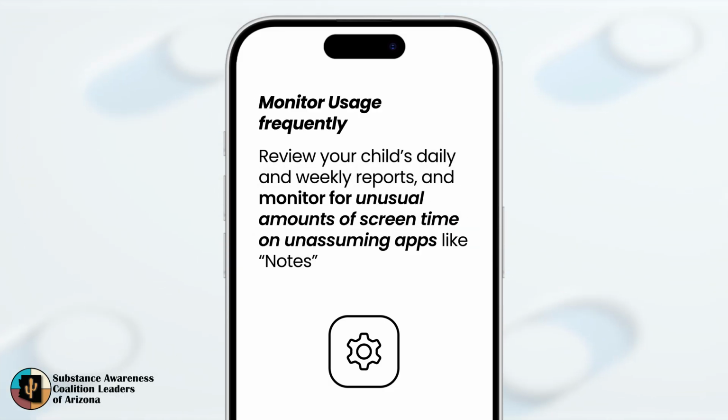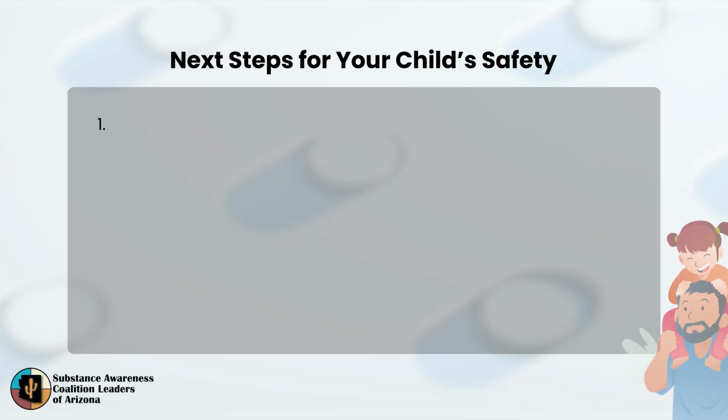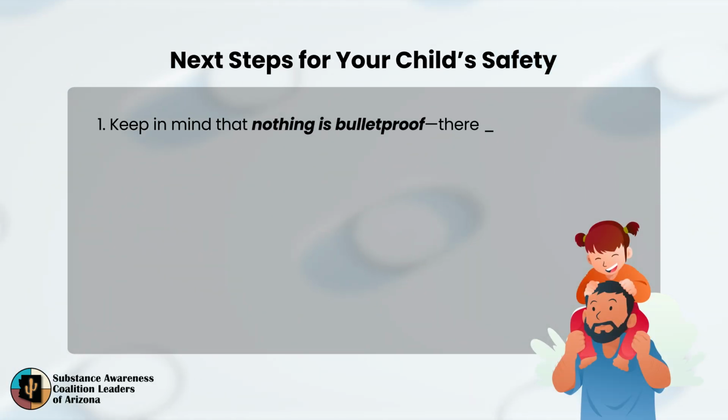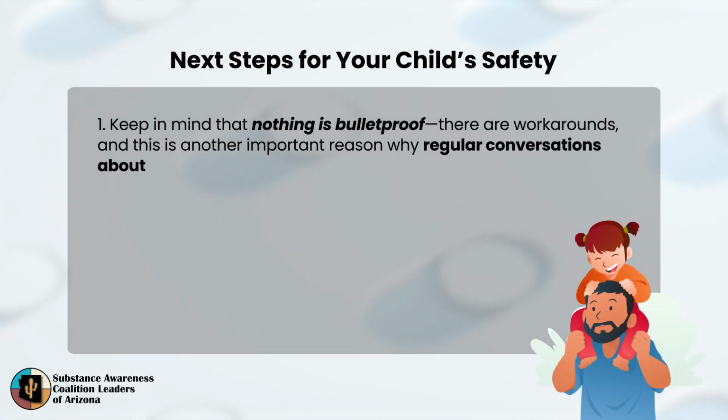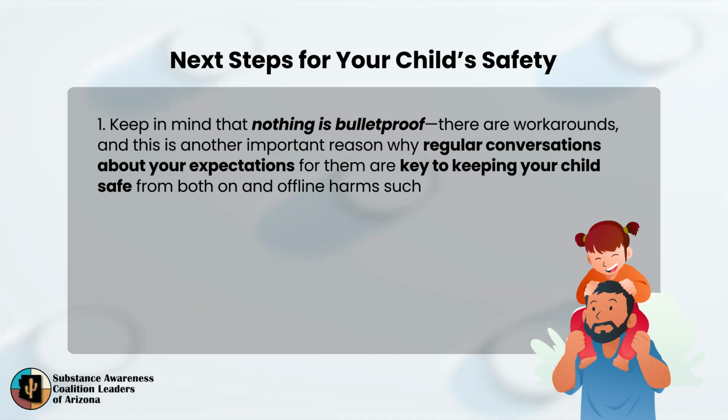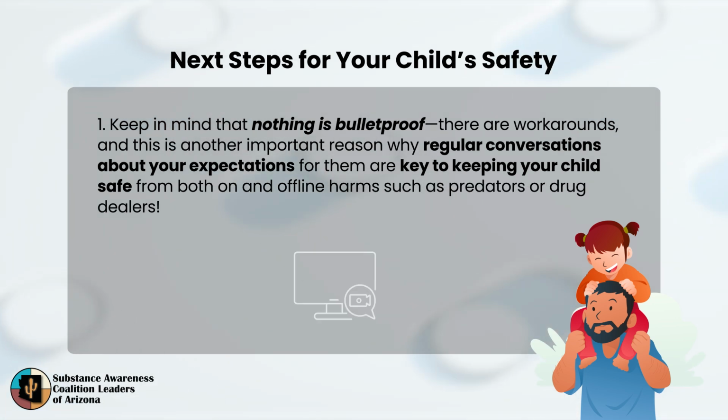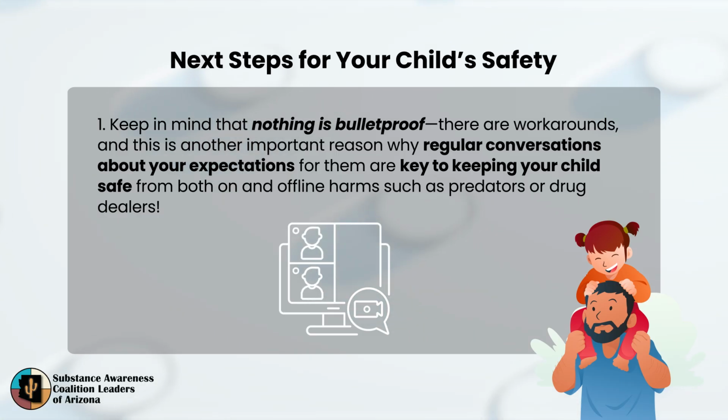Lastly, monitor usage frequently. Review your child's daily and weekly reports and monitor for unusual amounts of screen time on unassuming apps like Notes. Congratulations, you've made it through iPhone's parental control settings, but we have a few more things we'd like to share with you. Keep in mind that nothing is bulletproof. There are workarounds, and this is another important reason why regular conversations about your expectations for them are key to keeping your child safe from both on and offline harms such as predators or drug dealers.